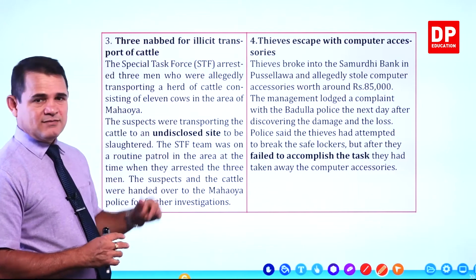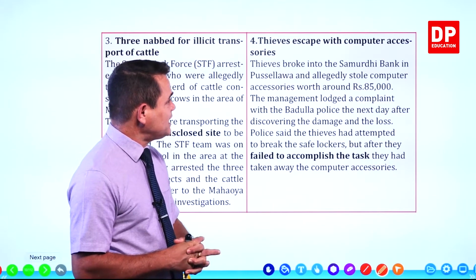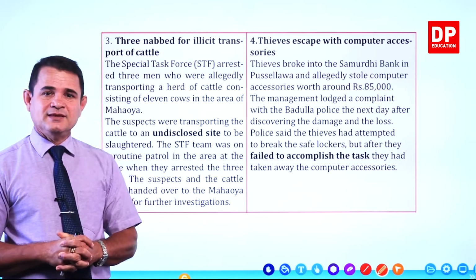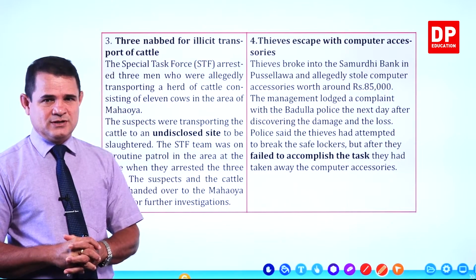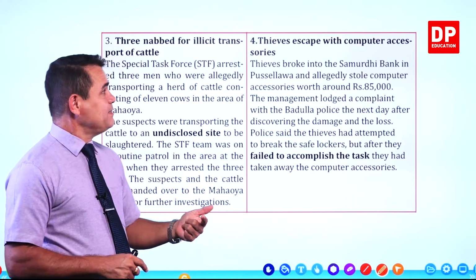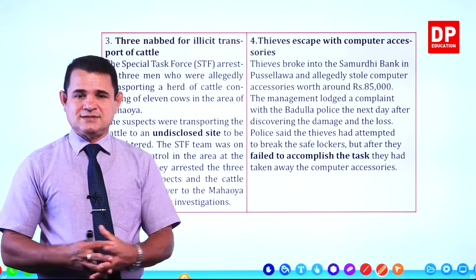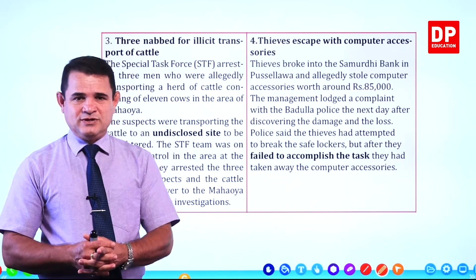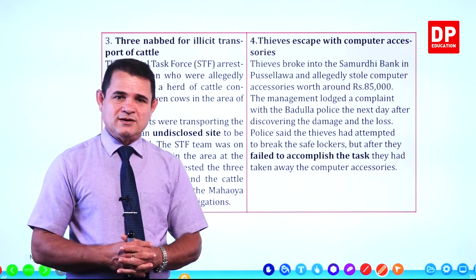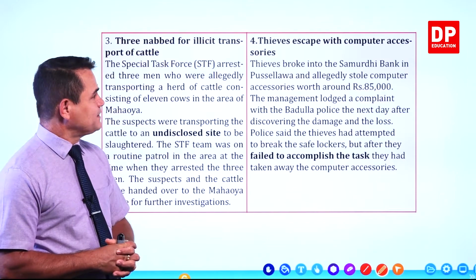So that's another one, right? And let's see the number 4. Thieves escape with computer accessories. Thieves, you know, හොරු. Escape, බේරිලා ගියා. With computer accessories. Computer accessories. Computer අනිකුත් උපාංග සමග හොරුන් බේරුණා. That is the title. Let's see the article.